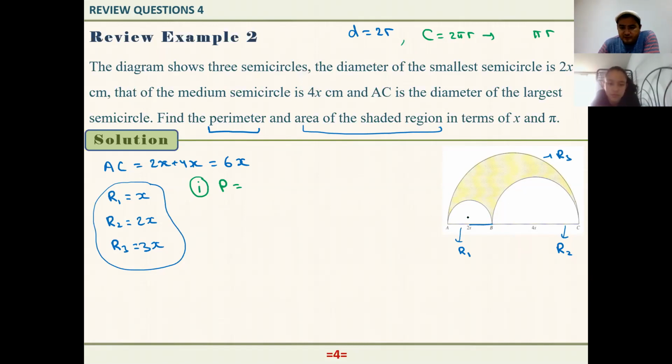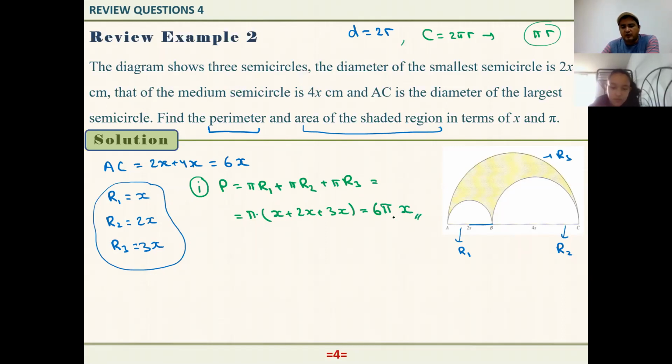So the first one is pi times R1, because of this semicircle's perimeter. The second one is pi times R2, which gives us the length of this semicircle. And the third one is plus pi times R3. The common factor here is pi. R1 equals x, R2 equals 2x, R3 equals 3x, so we get pi times 6x, that is 1 plus 2 plus 3. X is a variable, that's why we write it after pi. Pi is a constant number, right? And the question says to leave your answer in terms of x and pi. That's why we left our answer in terms of x and pi.